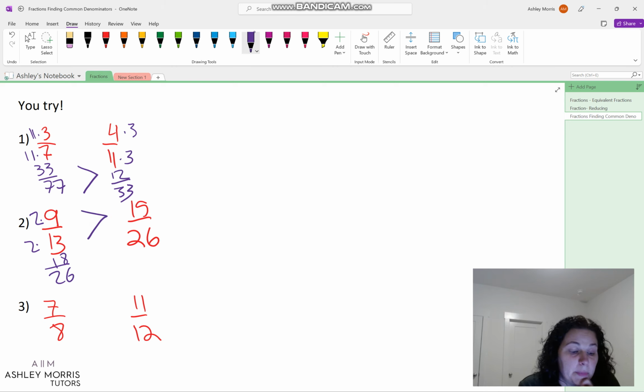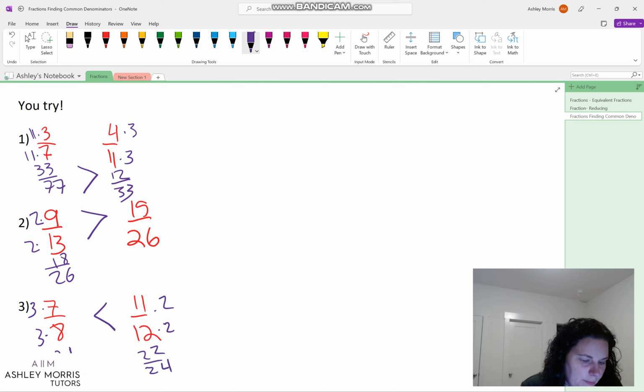24 is the least common multiple of 8 and 12. If you did not use that and you multiplied by 8 on the other one and 12, totally fine. You get 21 over 24, and then this gets multiplied by 2, 22 over 24. Ta-da, that's the biggest one. So that's how we find common denominators and how we can use it to help us compare.